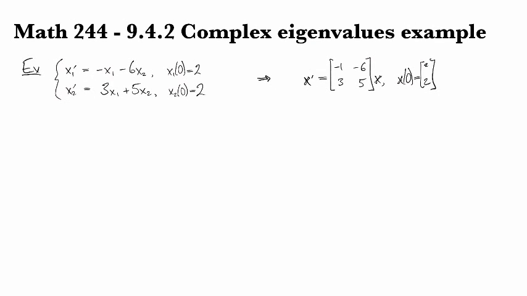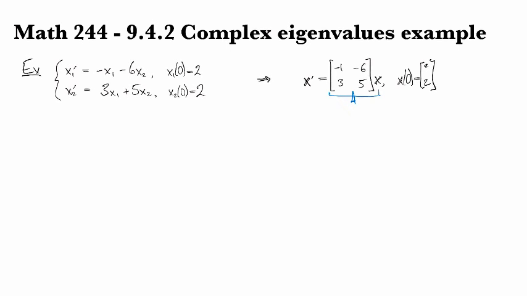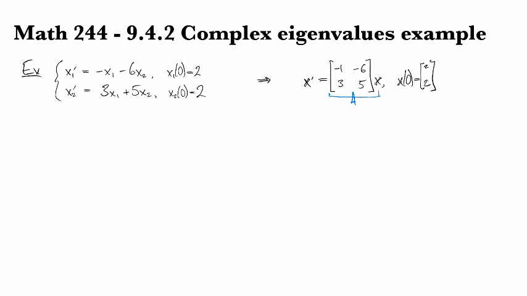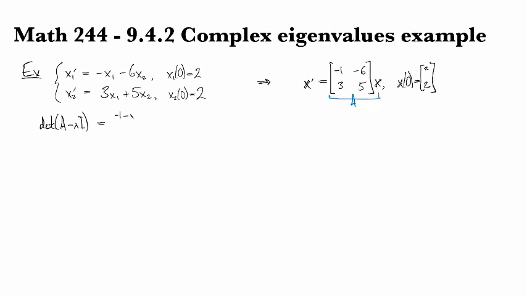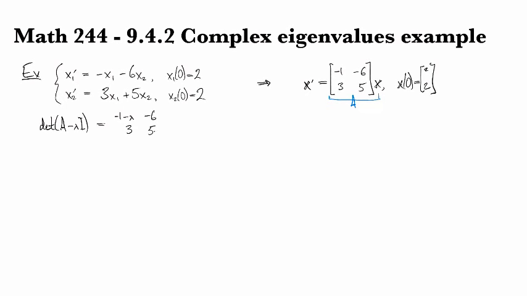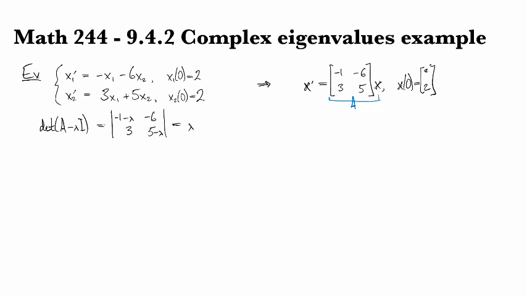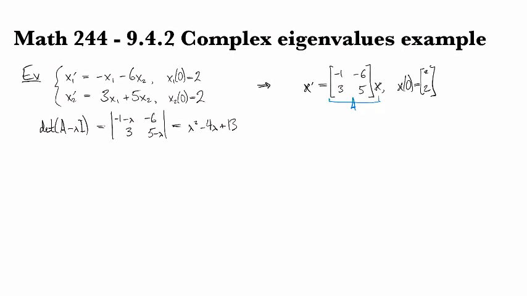Okay, so let me just label that. That's our coefficient matrix A. All right. So for eigenvalues, we will look at the determinant of A minus lambda I. And so this is going to be minus 1 minus lambda, and then minus 6 and 3 and 5 minus lambda. And this becomes lambda squared minus 4 lambda plus 13.